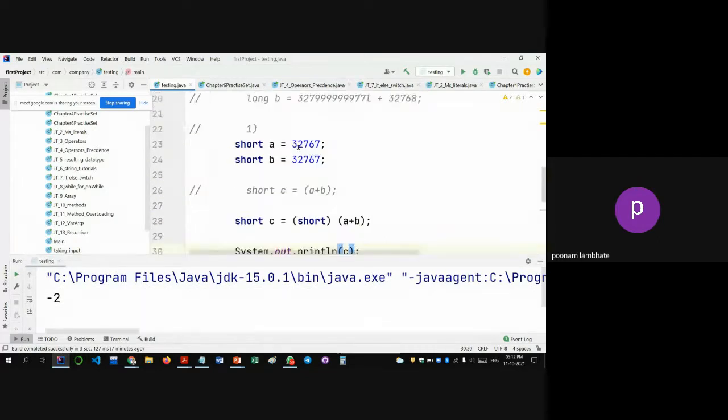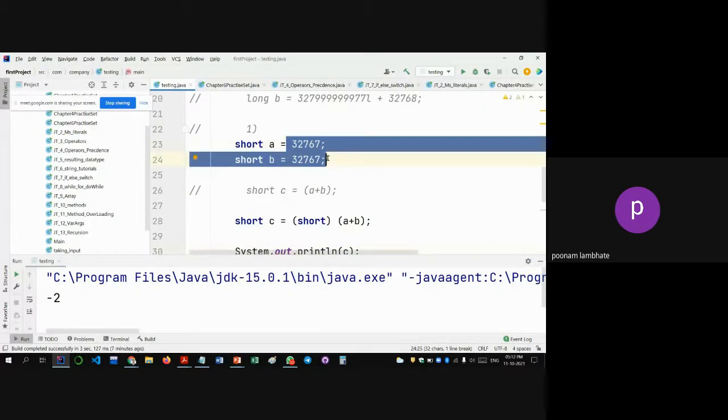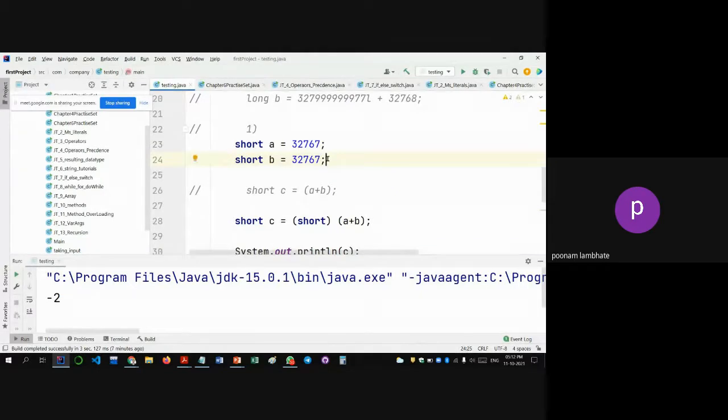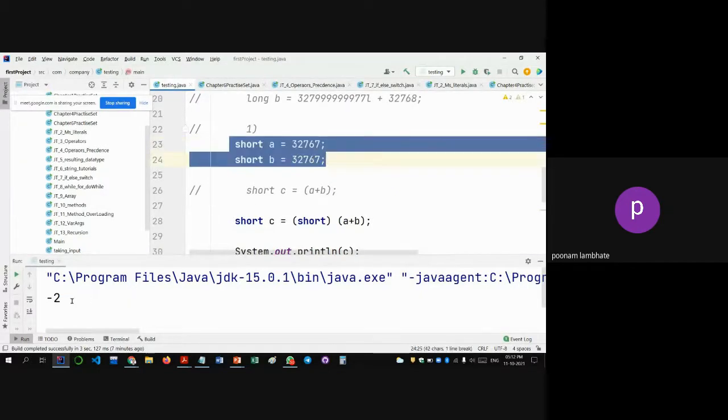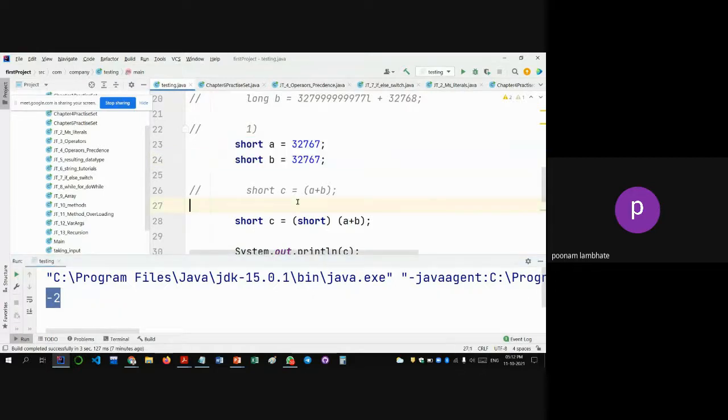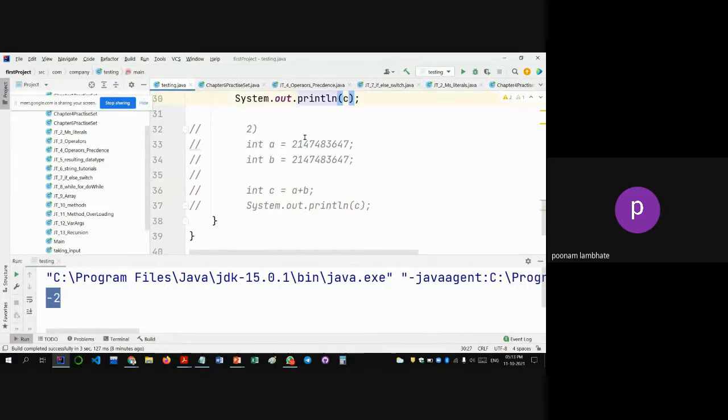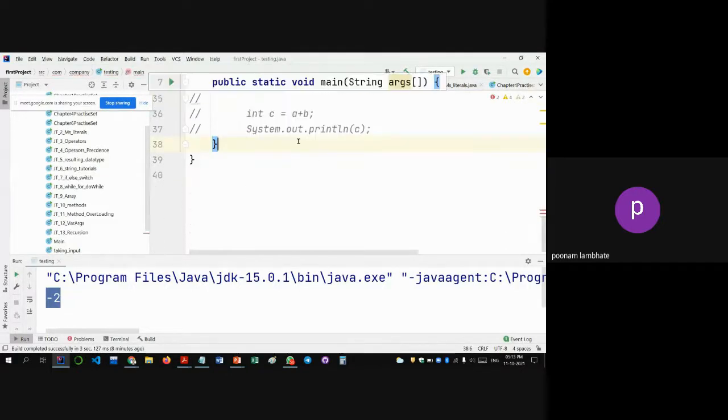What the result is here, something like 64,000, which is not in the range of short. That is why you're getting other values which go outside the range. So what you must remember: if the range is exceeded, either you'll get an error, like in the case of short where it showed the red line, but in case of int it will not show that red line.